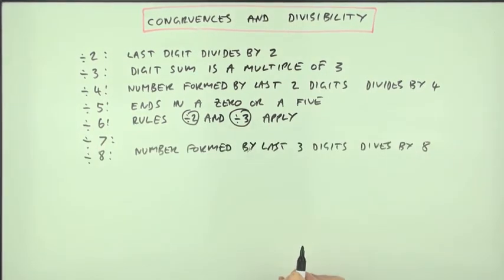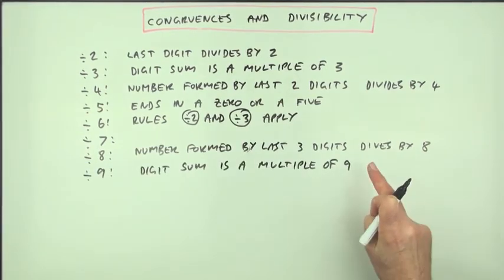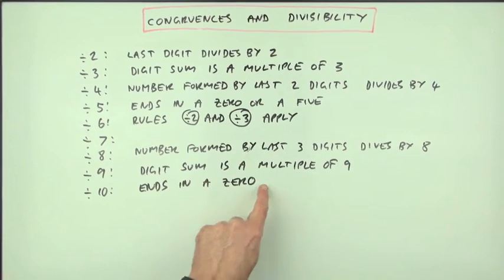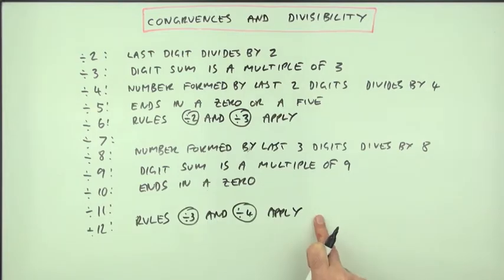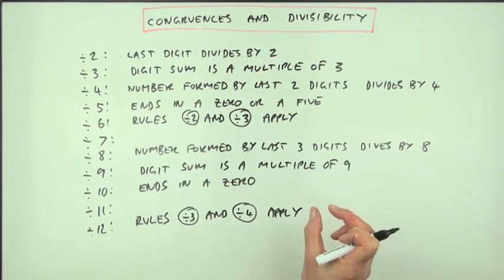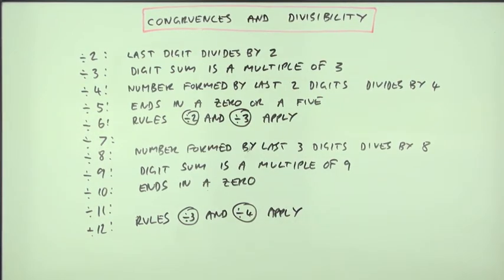Divides by 8: the number formed by the last 3 digits divides by 8. Divides by 9: same as the 3, the digit sum is a multiple of 9. Divides by 10: easy, ends in a 0. Divide by 11? Not yet, develop that at the end. Divides by 12: rules divide by 3 and divide by 4 apply. The digit sum comes to a multiple of 3, and the last 2 digits form a number which divides by 4. Now, what about these two? Get them later.